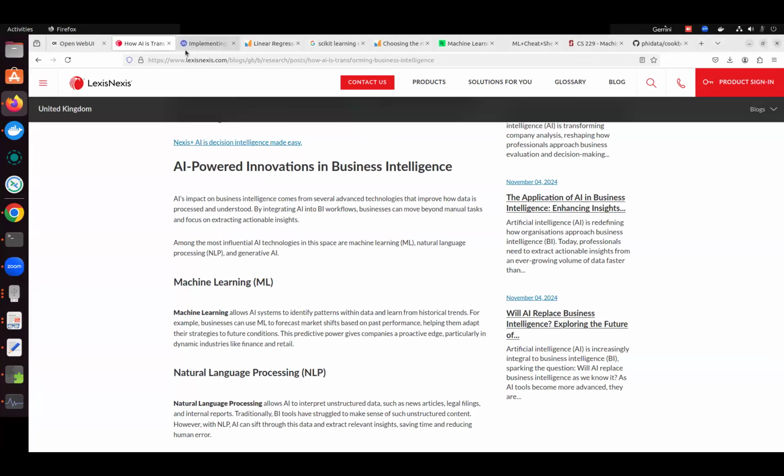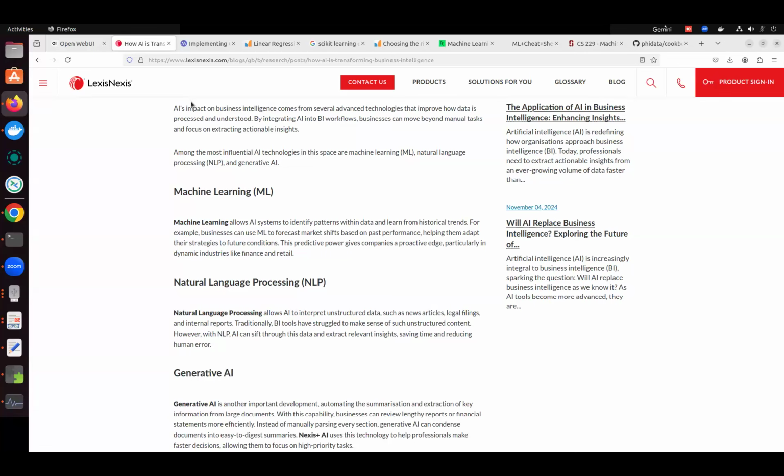What are the various AI-powered innovations that are part of business intelligence and decision making, which will be a part of an entrepreneur's work? Usually they have to embrace machine learning for sure, because you will have to forecast market shifts, customer segmentation, and trend identification. For all these scenarios, you need machine learning. Machine learning also supports computer vision, natural language processing, and other things.